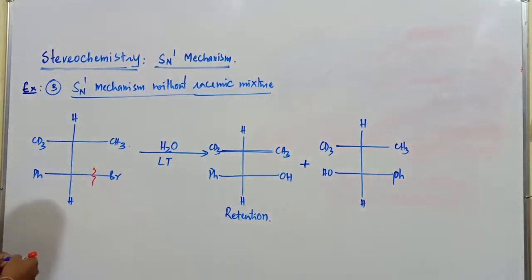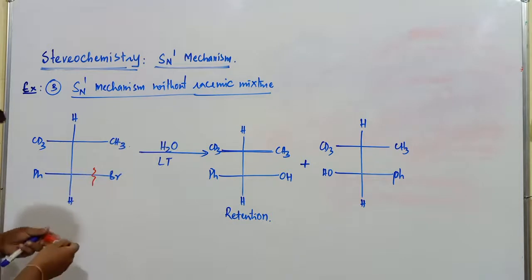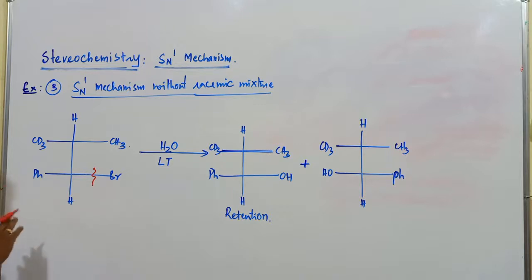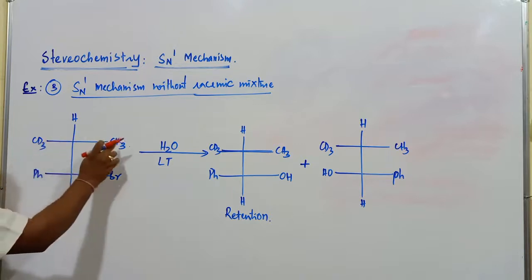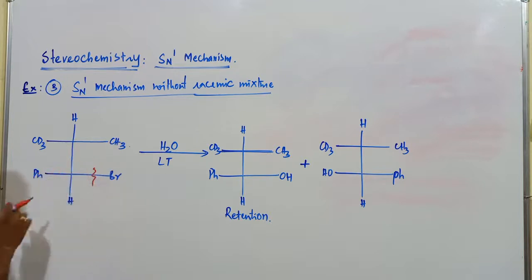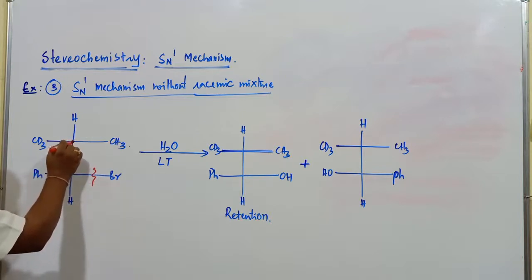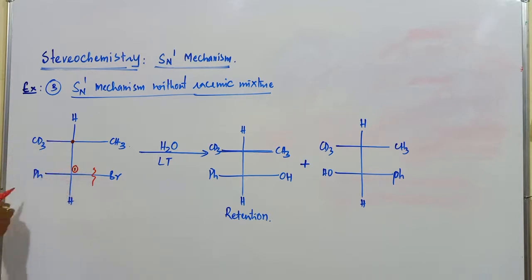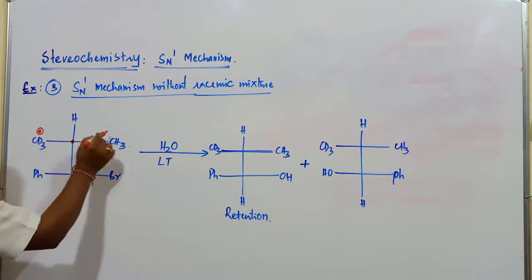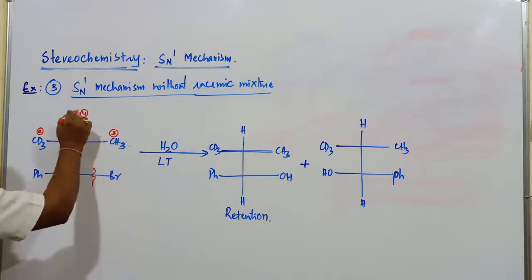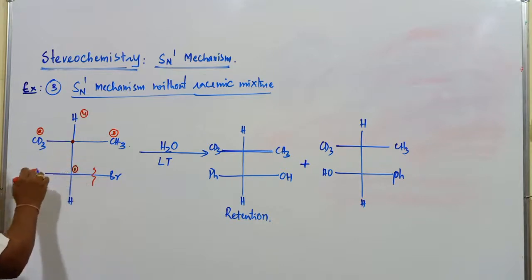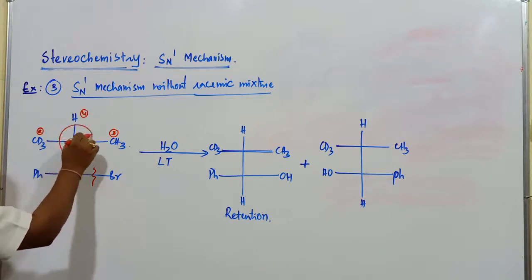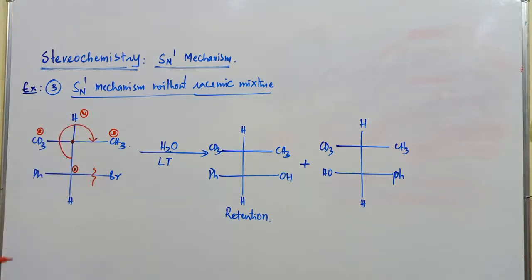Another simple reason why it is not considered a complete inversion of configuration: if you observe the R and S configuration with respect to this particular compound. Here, this is CD3, this is CH3, and this is the carbon with the bromine atom. Considering this carbon atom, it is the first priority group. The next priority group is CD3, the next is CH3, and this is the fourth priority group. How does the movement take place? 1, 2, 3, which is in the clockwise direction with respect to this carbon atom. It is called R configuration.